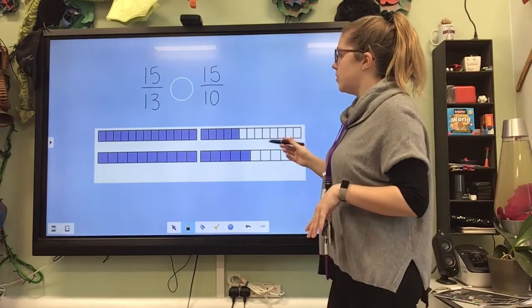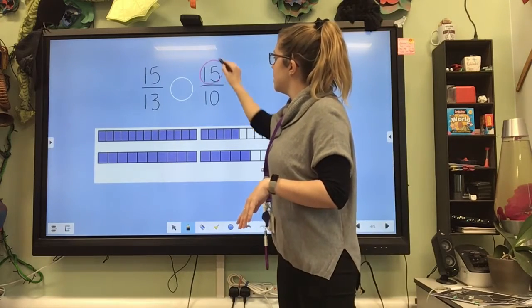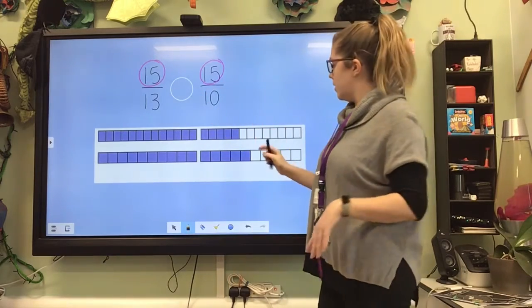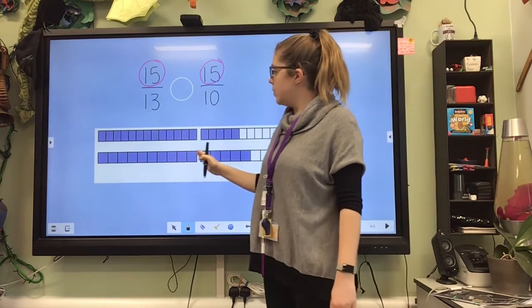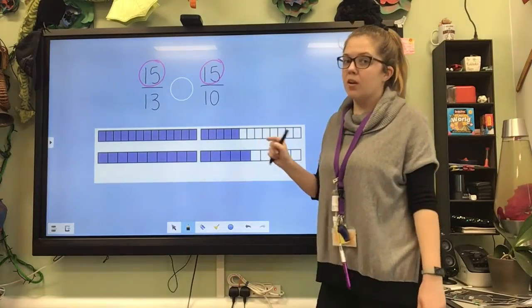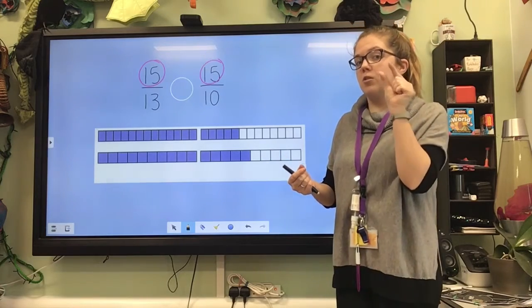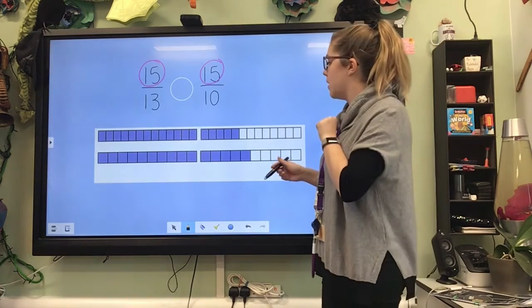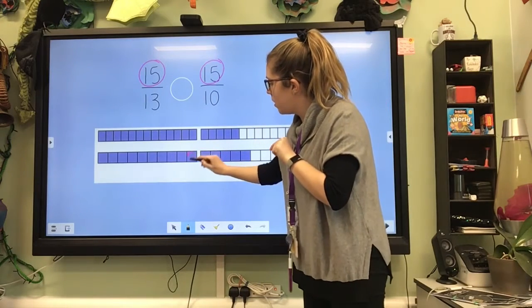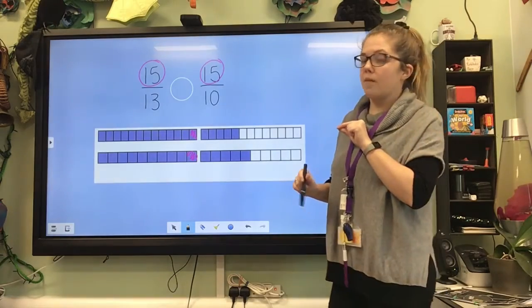So this is where you have to remember, when the numerators are the same, you need to look at the denominators. And you can see that when we split something into 13ths, each piece is smaller. So the bigger the denominator, the smaller the fraction, or the smaller the part that you're going to get. You can see that in tenths, each individual part is bigger than our 13ths. Can you all see that?